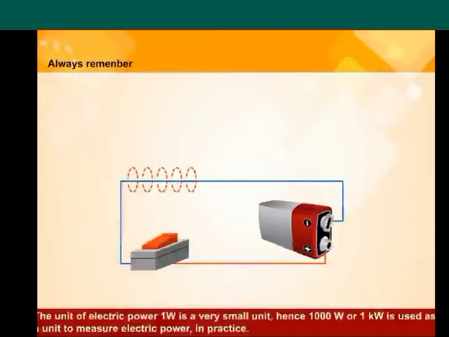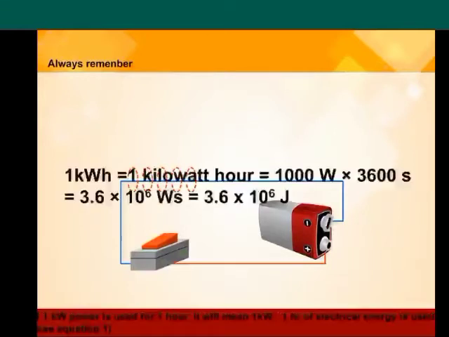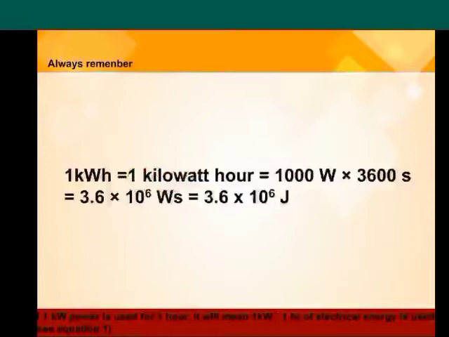Always remember, the unit of electric power, 1 volt, is a very small unit. Hence 1000 volt or 1 kilovolt is used as a unit to measure electric power. In practice, if 1 kilowatt power is used for 1 hour, it will mean 1 kilowatt into 1 hour of electrical energy is used. 1 kilowatt hour is equal to 1000 watt into 3600 s, which is equal to 3.6 into 10 raised to 6 Ws, which is equal to 3.6 into 10 raised to 6 J.